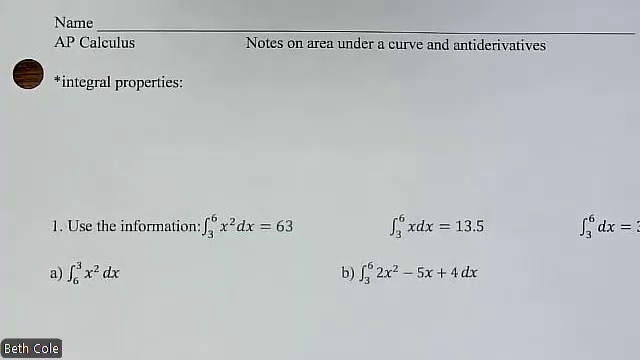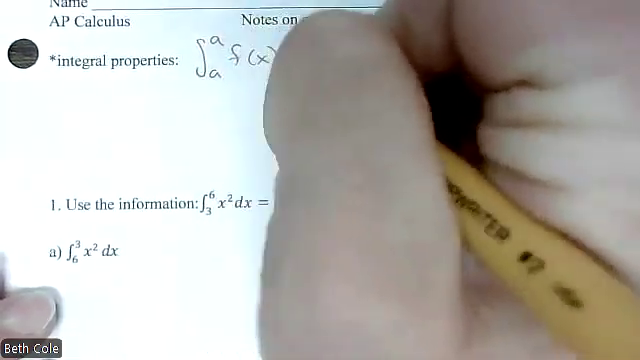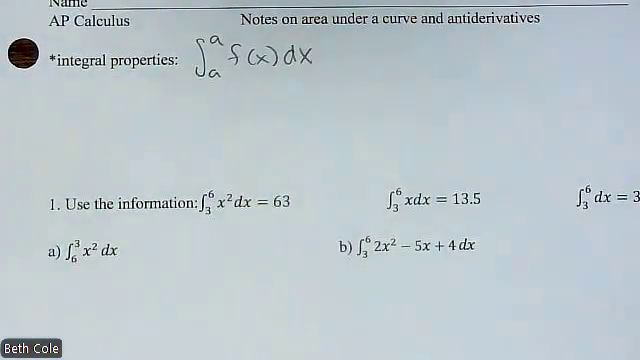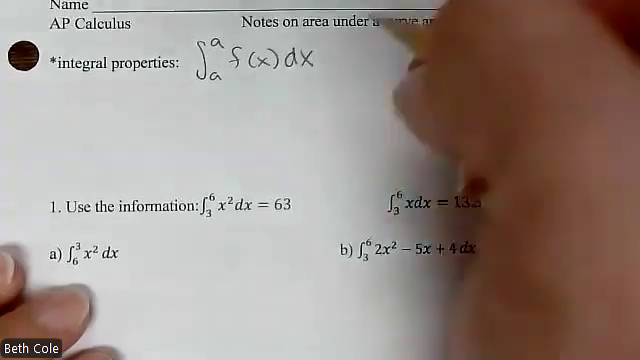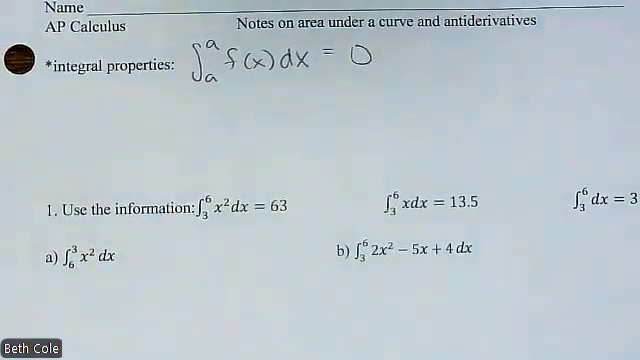So integral properties, there are three of them. First one, you have your integral from a to a, f of x dx. What I mean by that is your lower boundary and your upper boundary are the same number. So instead of having an interval from like 1 to 7, it would be from 1 to 1. How much area could be under that graph if your interval doesn't go anywhere? Yeah, nothing. You accumulated no area.